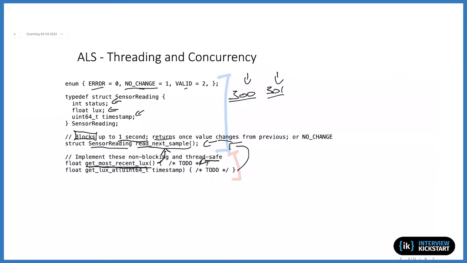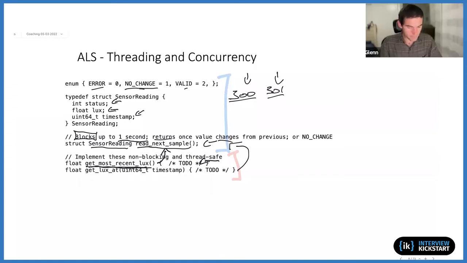Right. I mean, if we did not have to implement the second API, if we only had to implement the first API where we just need a recent value, then one global variable would be enough. Yeah. Yep, absolutely. And yeah, all we have to return here is the float value. So all we would really need is a global float lux value. And of course, we would need to make sure we did it in a thread safe manner.